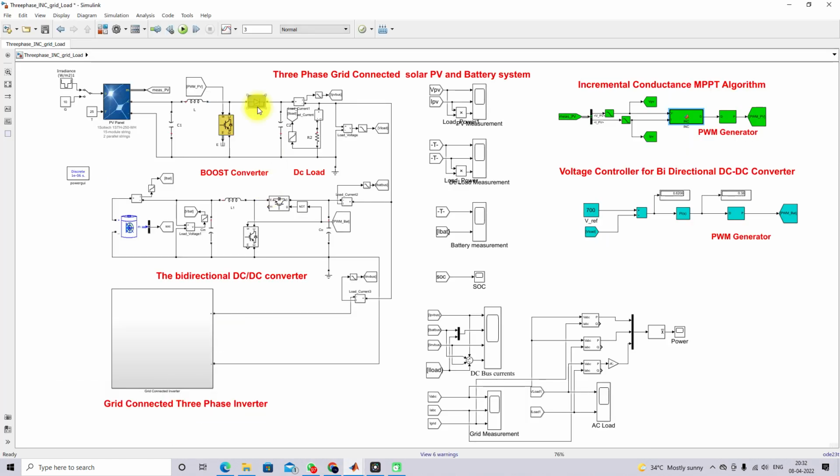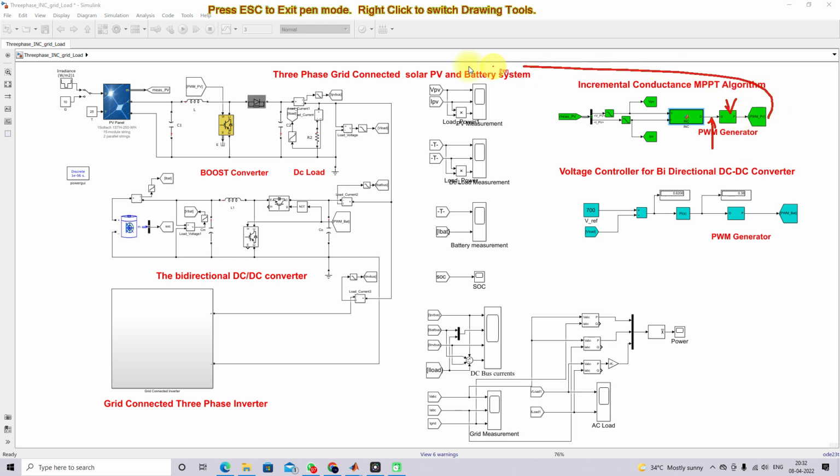So here you can see that it's going to provide the duty cycle, and then it's going to be processed by the PWM generator. So it will generate the pulse. This pulse is going to control this IGBT in order to extract the maximum power from the PV panel.